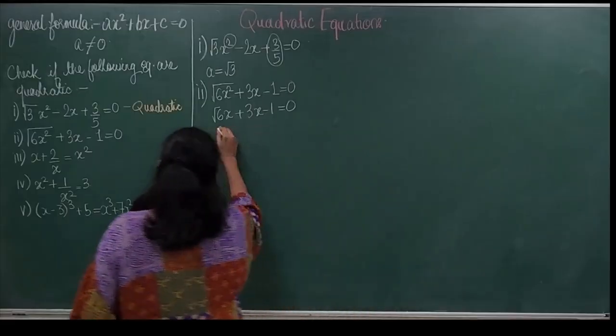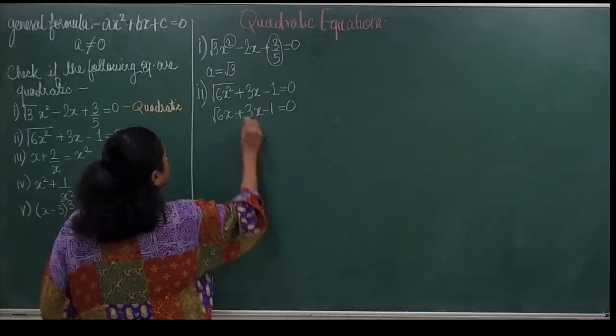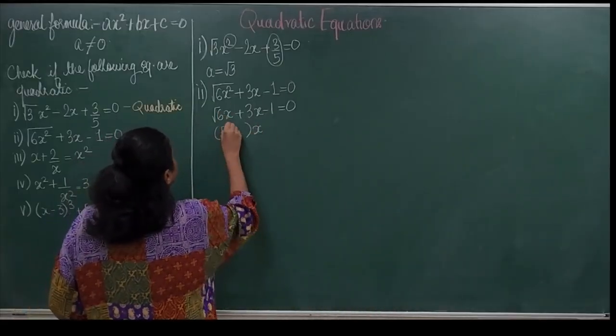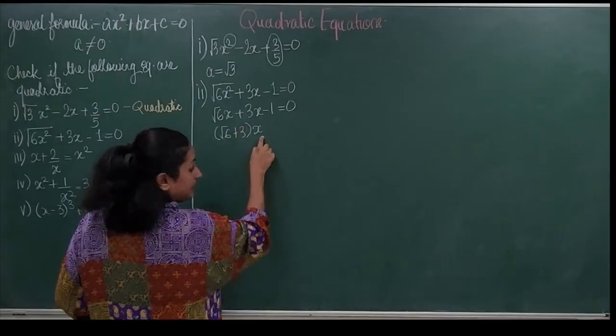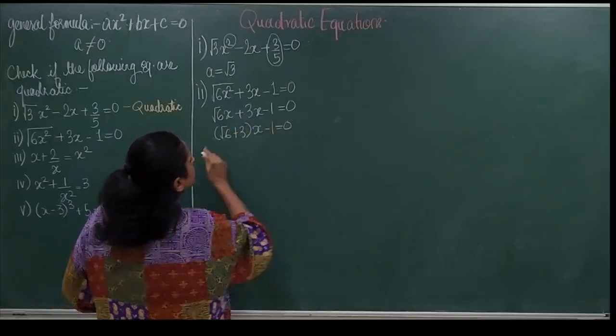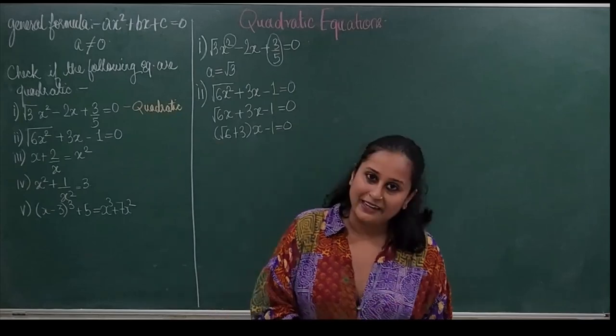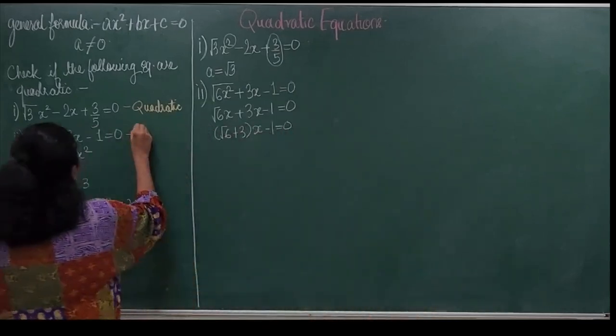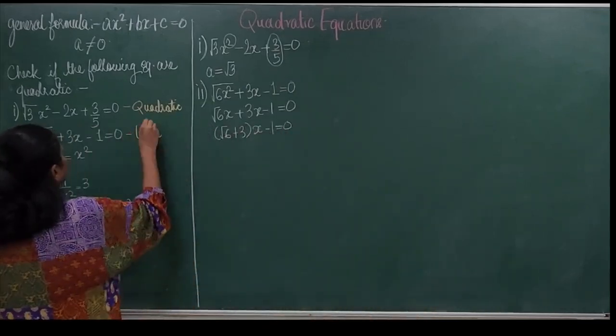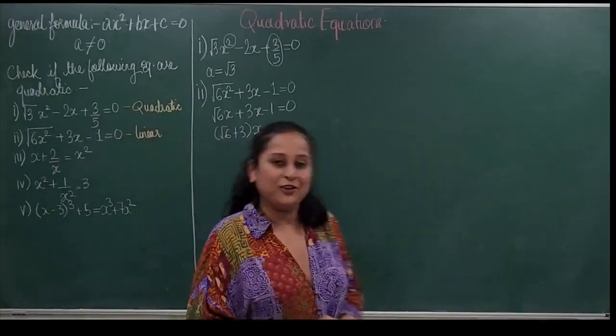So in this case, if I take x common, it becomes root 6 plus 3 times x minus 1 is equal to 0. This is our linear equation. It's not a quadratic equation. So this is a linear equation. This is not a quadratic equation.